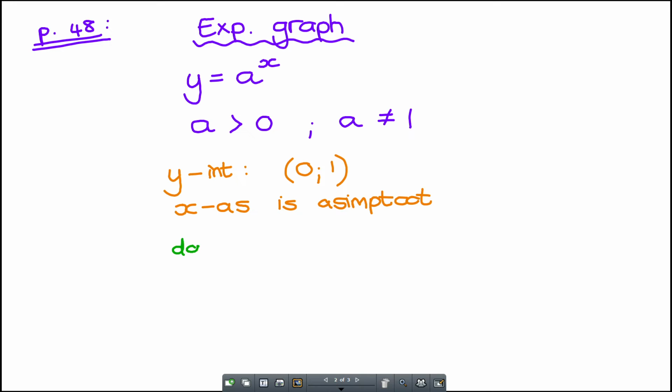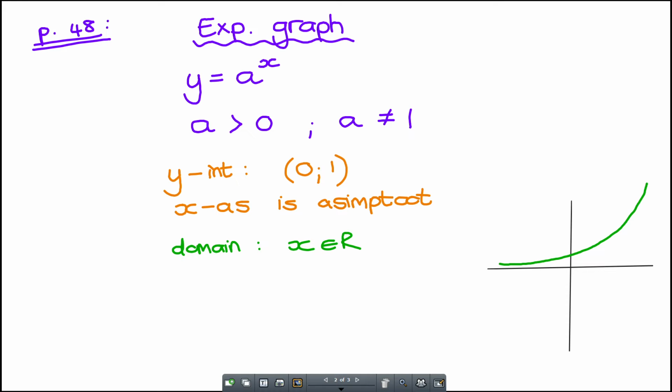Domain will be just x is an element of real numbers. Kom ek teken gou vir jou so. Kom ons sê like so. This is going to go closer and closer and closer towards the x-axis, but it's never going to touch. No? So domain will be x an element of real numbers. The range, kan jy sê, y is 'n element van reële getalle, maar y moet wees groter as 0. It can never have negative values for y.